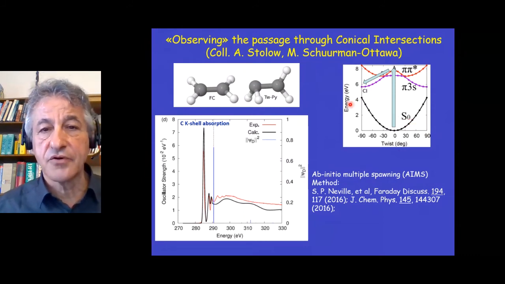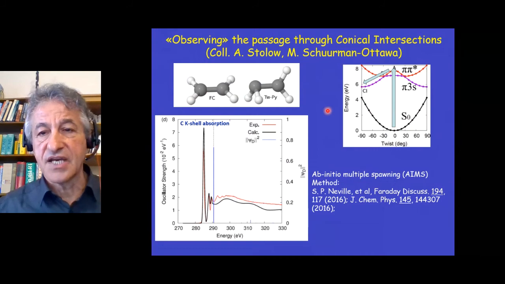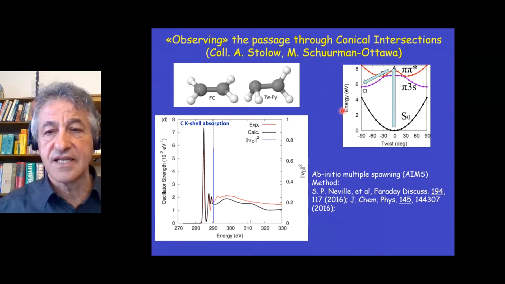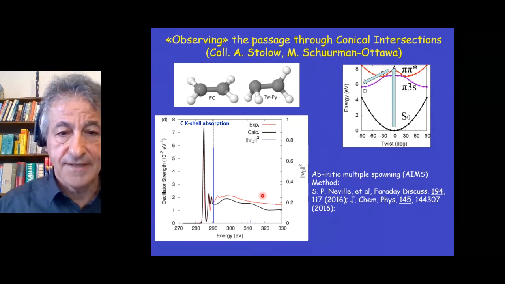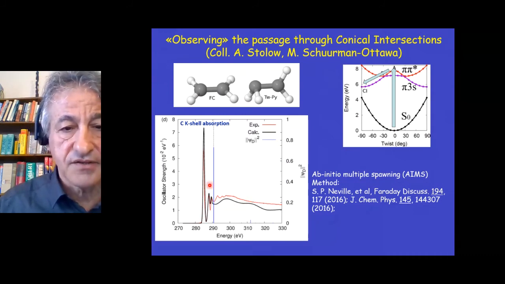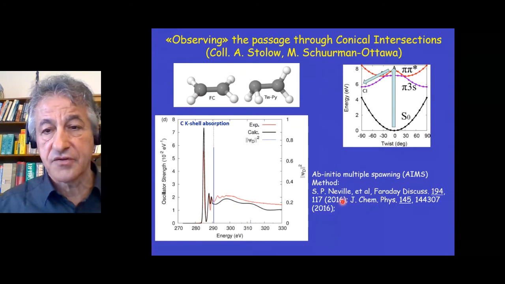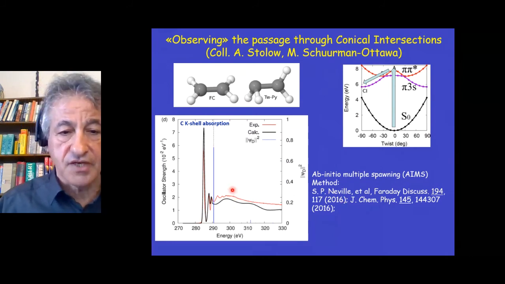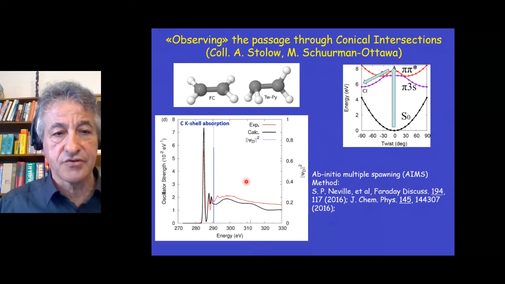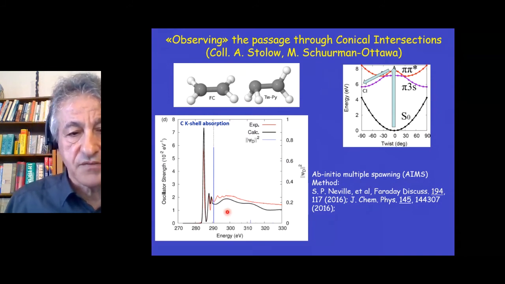The idea of this work was to translate the dynamics taking place in ethylene into signals for X-ray absorption spectroscopy. Here you have the simulated signals, so they took the dynamics and translated it into X-ray signals, but also into photoelectron signals, but I'm only going to show you the carbon K-edge absorption.